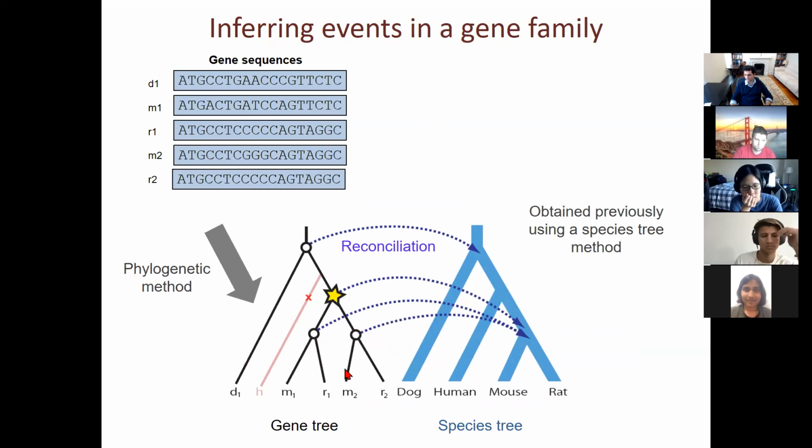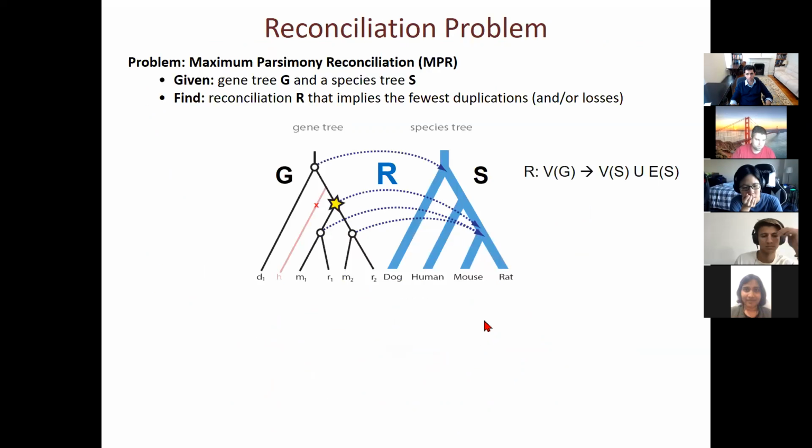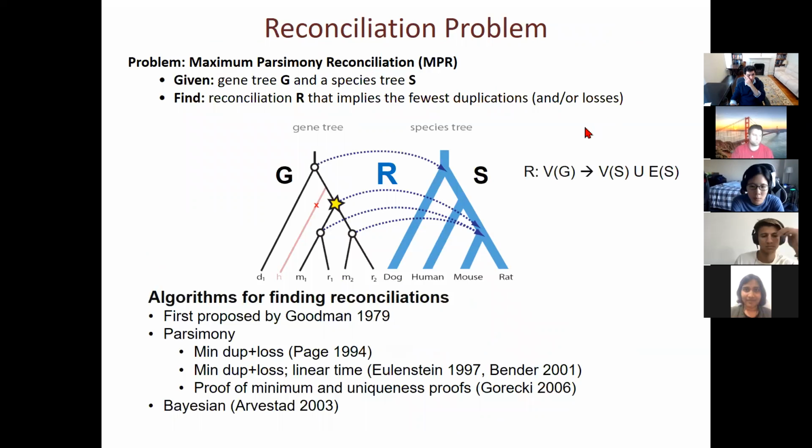Of course, as we're going to see later in the lecture, reconciling these can lead to errors because of all kinds of reasons, and therefore doing it in two steps might be the wrong choice. And we're going to look at some phylogenomic methods for doing the two steps jointly. So again, the reconciliation problem, or the maximum reconciliation problem, is: given a gene tree G and a species tree S, find the reconciliation that implies the fewest duplication and/or loss events. And there are many algorithms for finding these reconciliations.